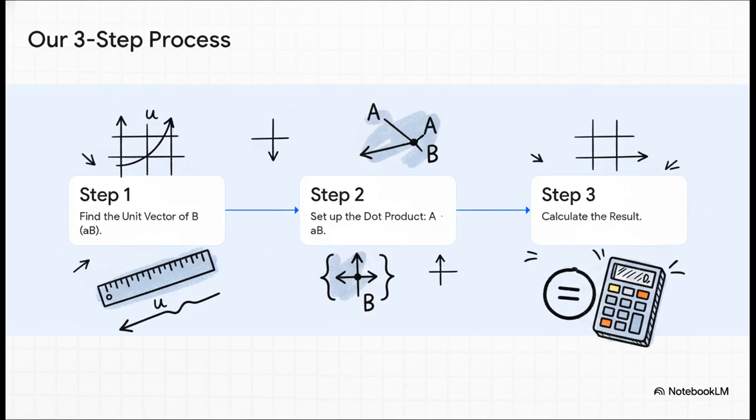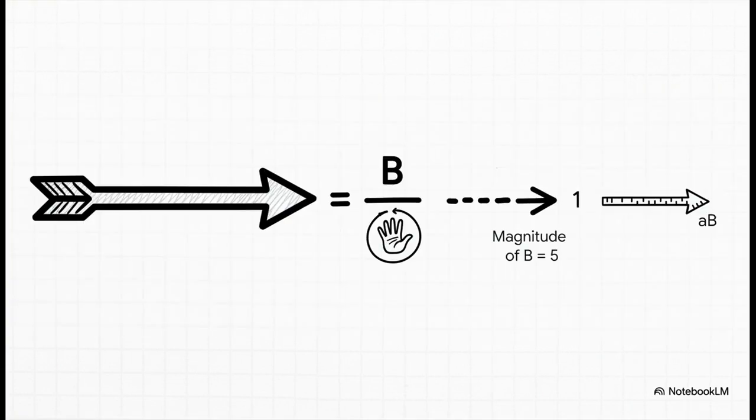Let's go. Step 1, we need our perfect ruler. Our vector B is (5, 0). I mean, you can just look at it and see its length is 5, right? So to get the unit vector, A_B, we just divide the vector by its length. So (5, 0) divided by 5 gives us (1, 0). And there it is, our perfect 1 unit long ruler pointing straight to the right.